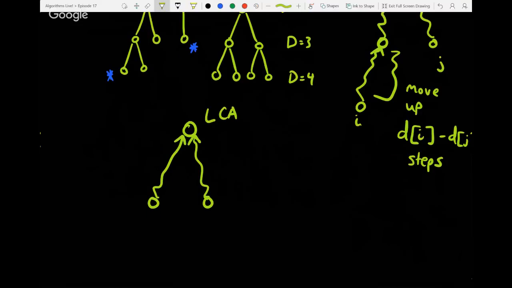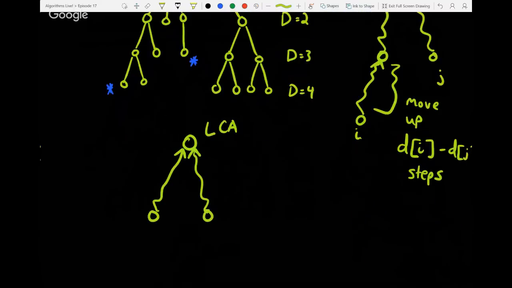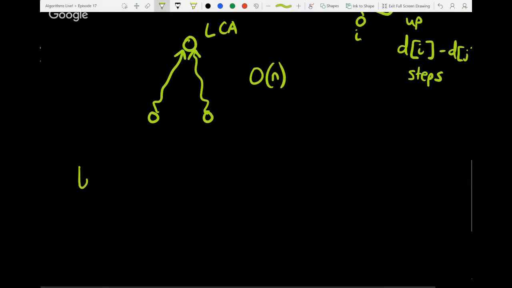The problem is this tree could be really deep, and so the runtime is not that good. You could have something that's O of n in depth, and if we're just doing this march up the tree one at a time, finding LCA could be O of n. So that's where we start with this idea of binary lifting.